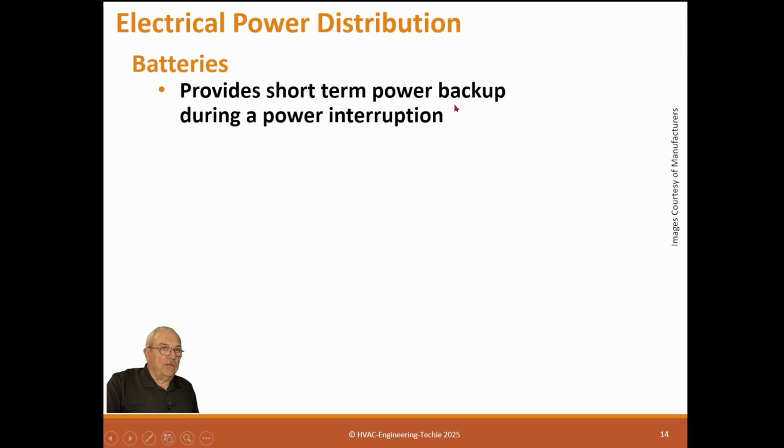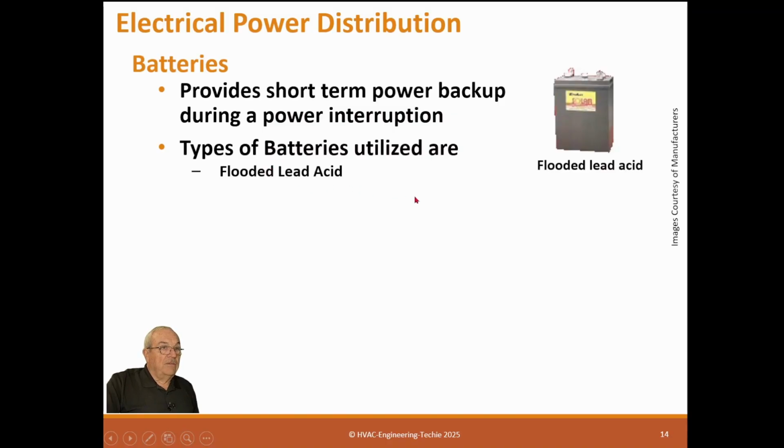Batteries provide short-term power backup during a power interruption. Types of battery utilized are flooded lead acid, and these are big batteries. These are probably 24 inches tall or 30 inches tall, 12 inches deep or so. They're normally big batteries. Flooded lead acid, the only problems with these are, one, they're large for their capacity, and two, they do generate hydrogen. So for these battery banks, you need to have some kind of vent system that will ventilate the batteries when they're under load, so that gas doesn't build up in the building.